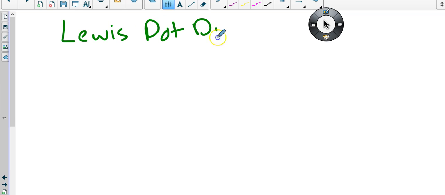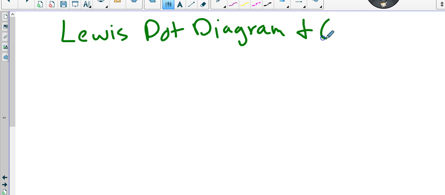Today's notes are going to be about Lewis dot diagrams and covalent bonds. Now, Lewis dot diagrams, probably the easiest thing that we've done all year.